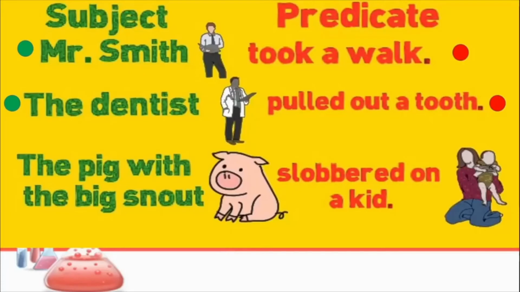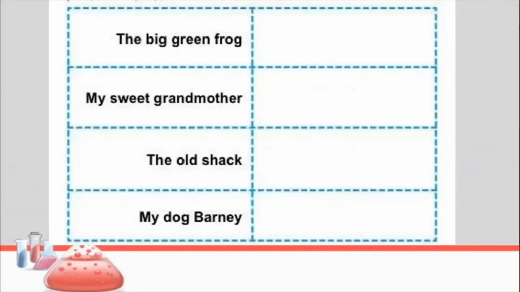The pig with the big snout slobbered on a kid. That means it attacked a kid. So the pig with a big snout is the subject. Slobbered on a kid is the predicate because it is the pig who did the work or action of slobbering on a kid. So these are some more examples for you. So hope the idea is clear. If not, there are some more examples coming your way.